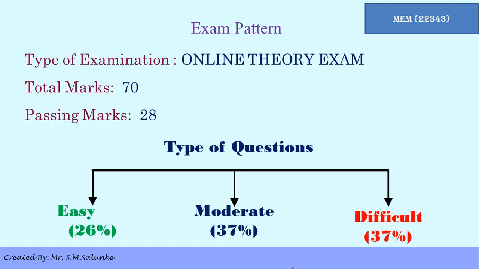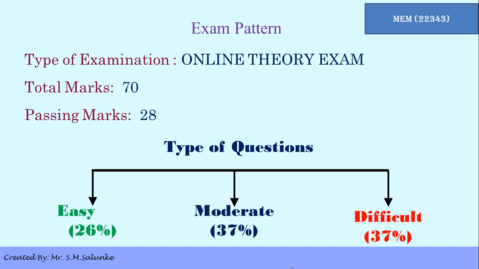As you can see, 26% of questions are of the easy category. Easy category means the question will be a straightforward question. You just have to remember the answer. You don't have to apply any numerical skills or any other knowledge that you have learned throughout the course. You just have to remember the word, like simple fill-in-the-blanks type questions.